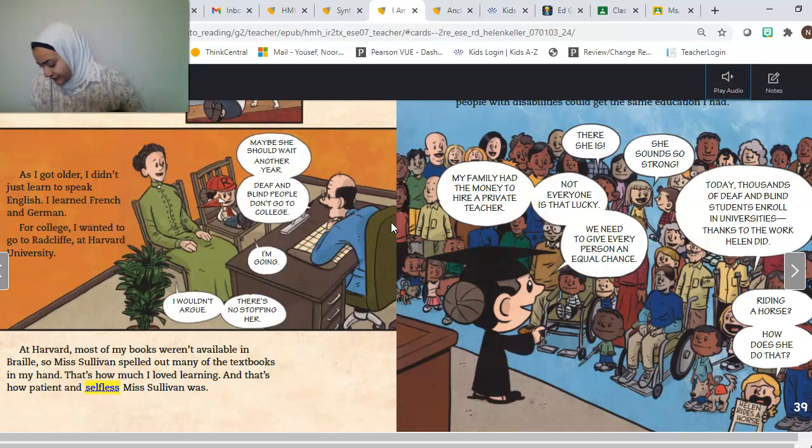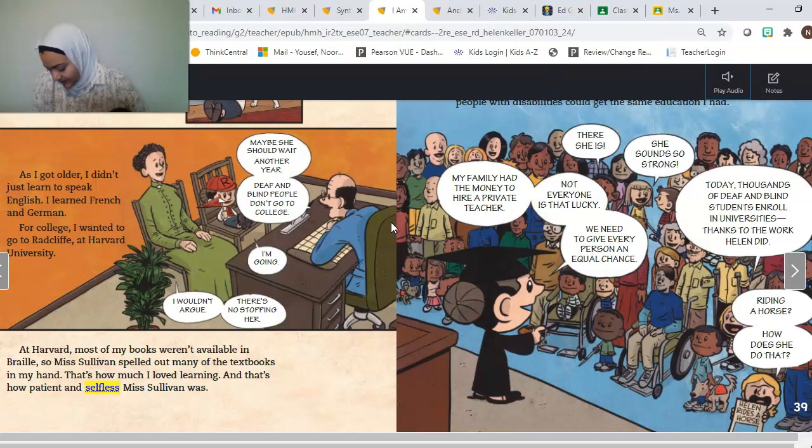What is Helen doing here? She's giving a speech at her college graduation. She's saying that it is important for everyone to get a chance to go to college just like she did. And the people admired her. They liked what she was saying. One person says this, she sounds strong. Another says that thousands of deaf and blind students enroll in universities because of Helen.